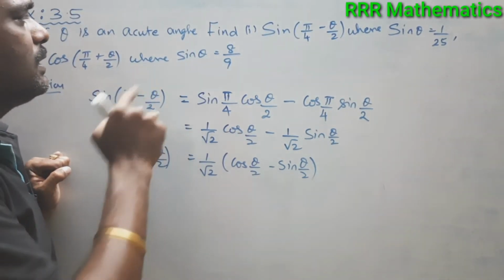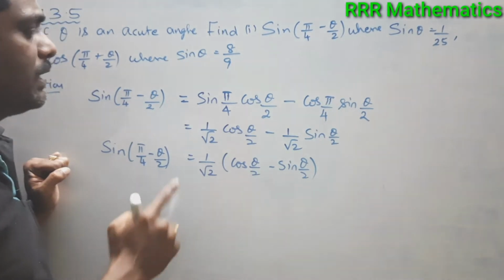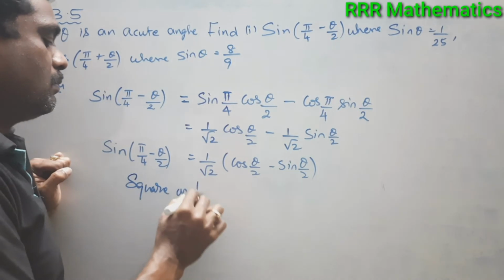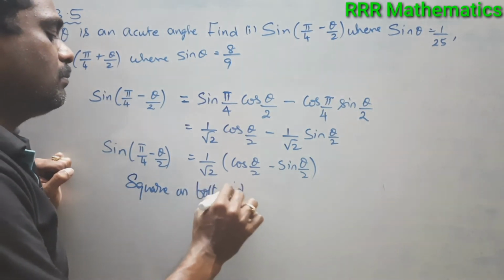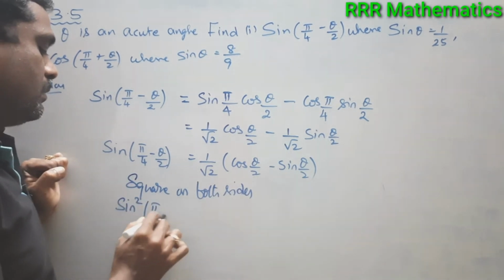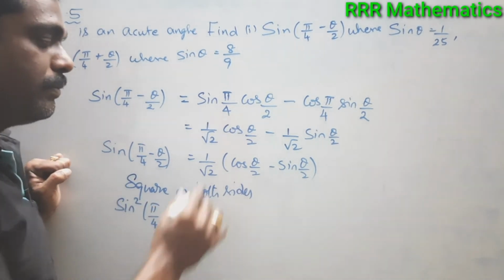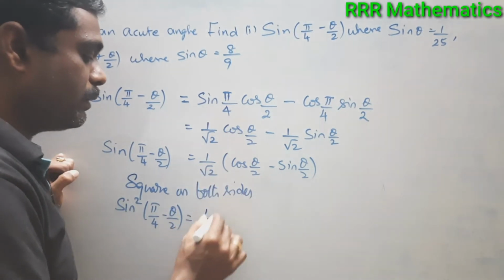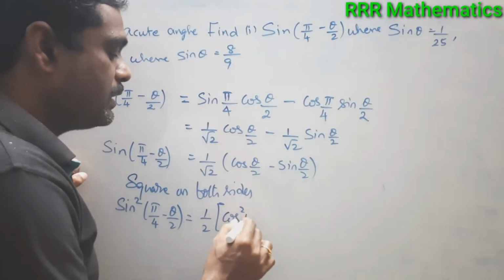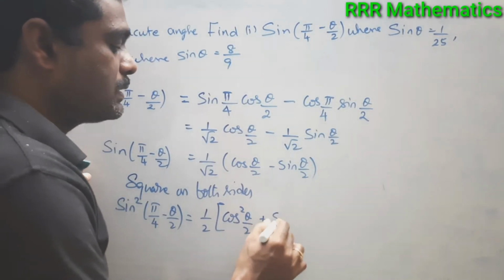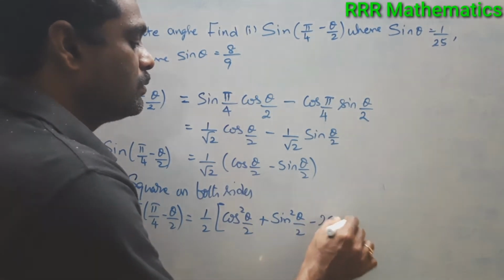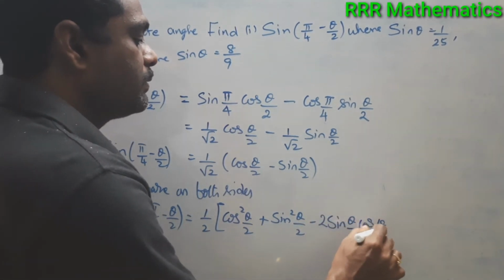But in this case, theta is an acute angle. So what will I do here? I will square on both sides. Square on both sides. It will be sin square of pi by 4 minus theta by 2 on the left. On the right, 1 by root 2 into 1 by root 2 is 1 by 2. This is in the form of a minus b whole square, a square plus b square minus 2ab.